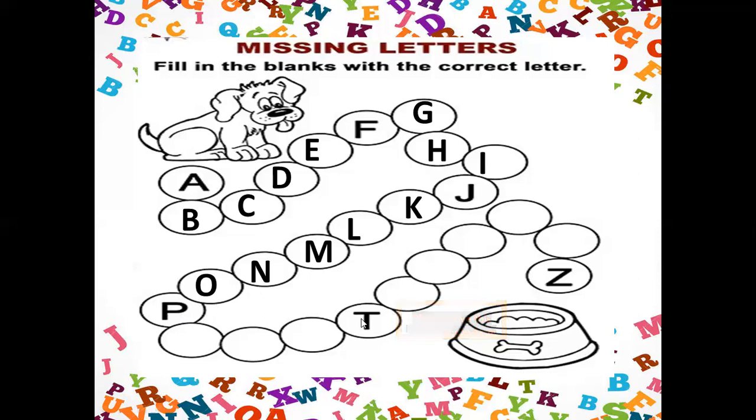Between the P and T, we have a total of three letters missing. After P, the next mentioned letter is T, but there are three letters missing, so you have to fill them correctly. What will come after P? The next letter after P is Q. Yes, it is Q.